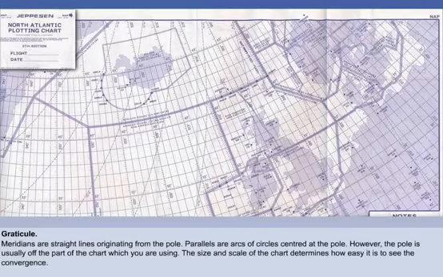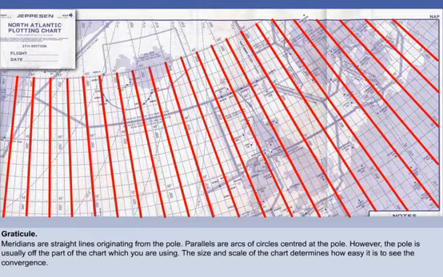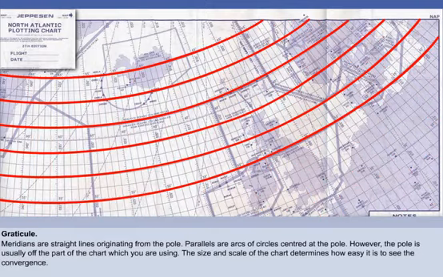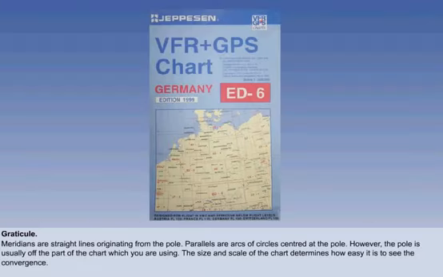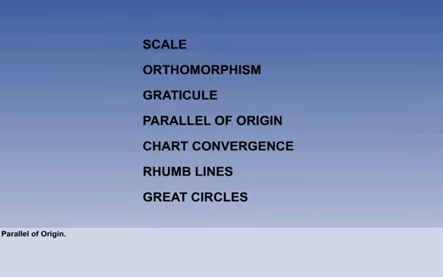The size and scale of the chart determines how easy it is to see the convergence. For instance, on this Jeppesen North Atlantic Lambert's chart, which is on a scale of about 1 to 10 million, it is obvious that the meridians converge and the parallels are curved. Although, when using a half-million, such as this ED6, at first glance you might think that you were dealing with rectangles.